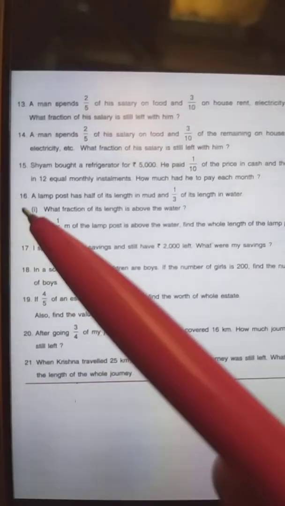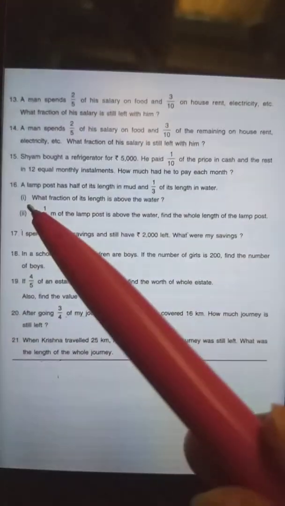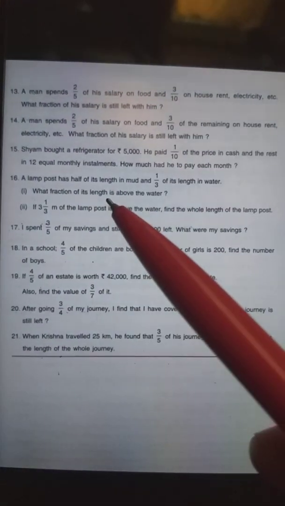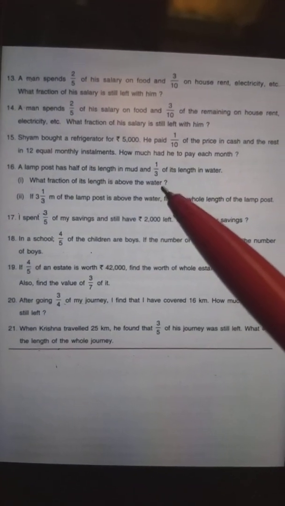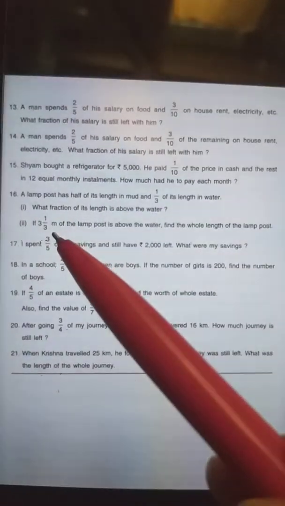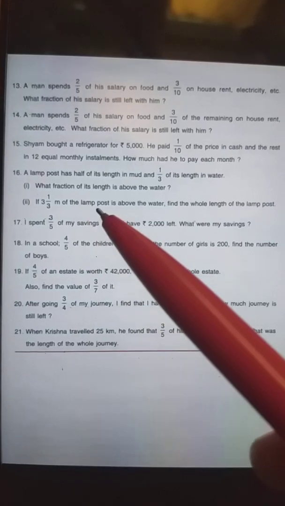Moving ahead with question number 16. See students, I am trying to do all the tricky sums so that it will be easier for you. Now question number 16: A lamp post has half of its length in mud and 1/3 of its length in water. What fraction of its length is above the water? And if 1/3 meter of the lamp post is above the water, find the whole length of the lamp post.